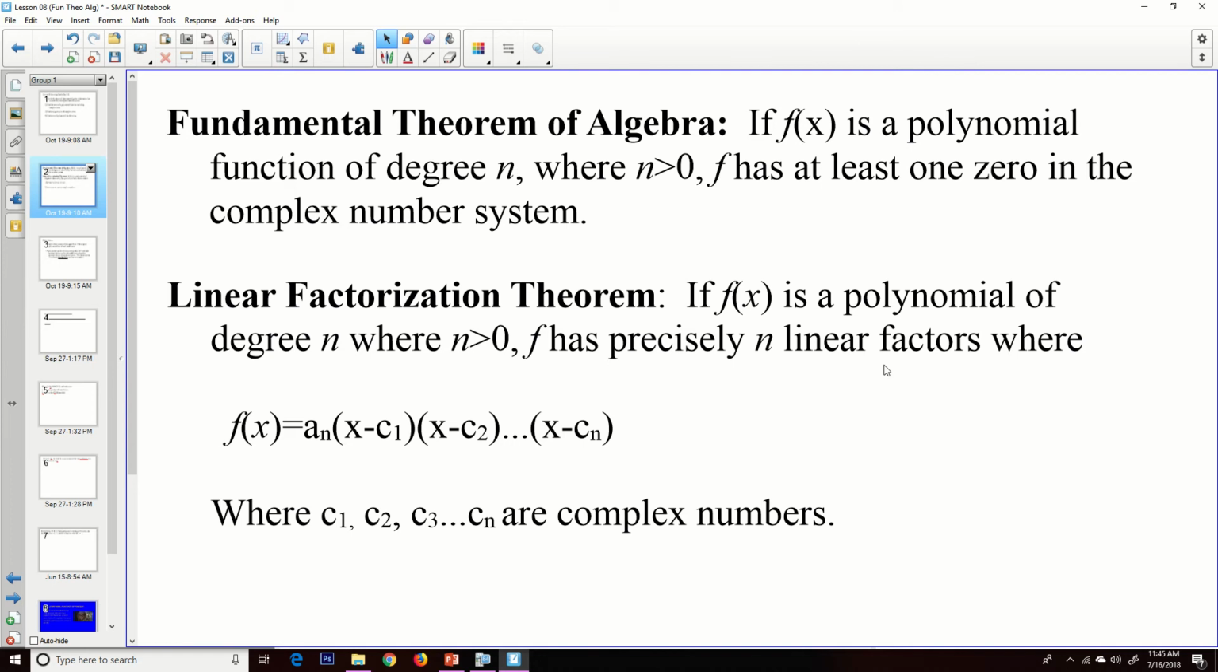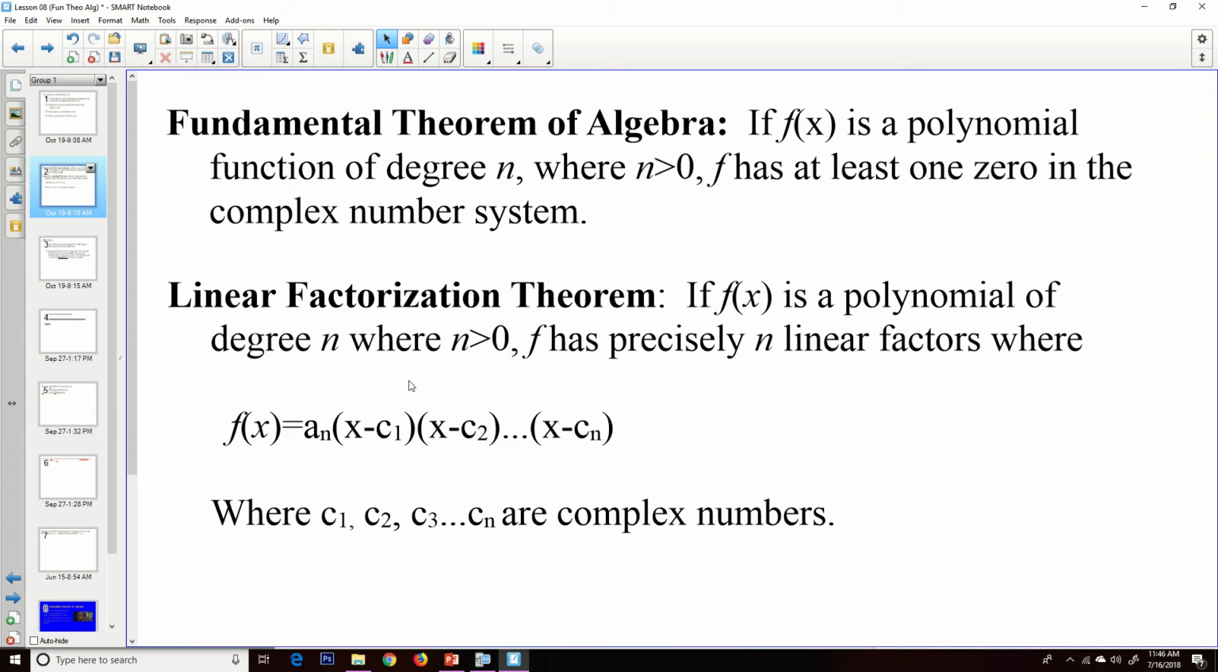And so the linear factorization theorem comes from that, and that says if f of x is a polynomial of degree n where n is greater than 0, then f has precisely n linear factors, and f of x can be written as a sub n, some constant value, times x minus c1 times x minus c2 times x minus cn. Remember, this n and that n are the same, so you have the exact same number of linear factors in the complex number system as the degree of the polynomial.